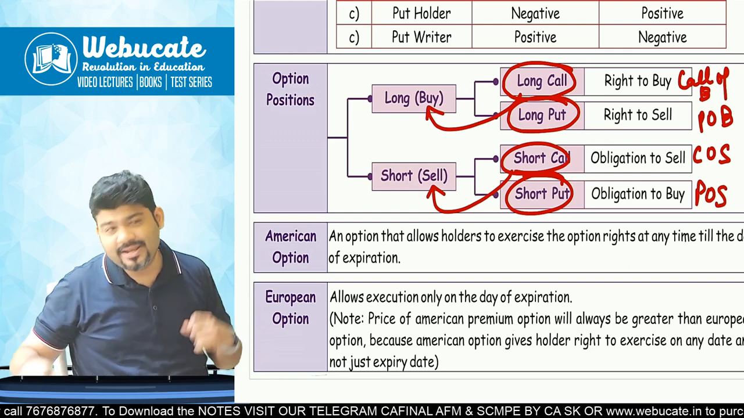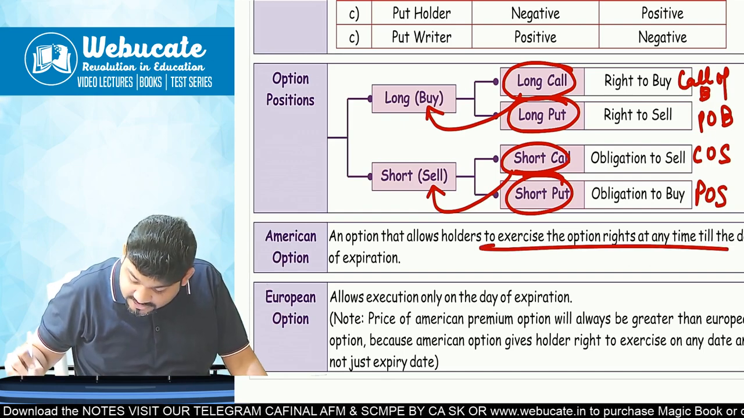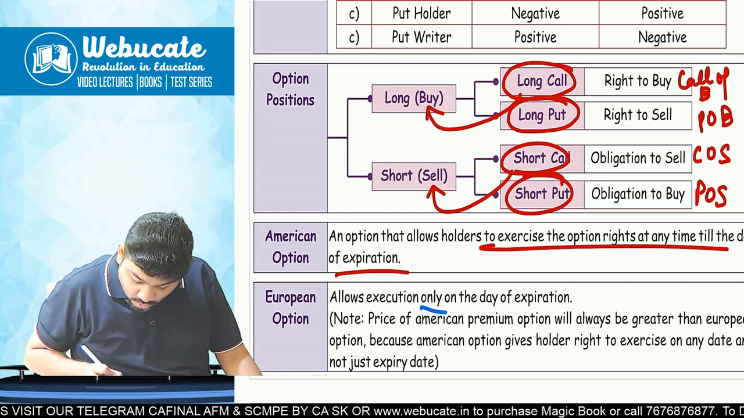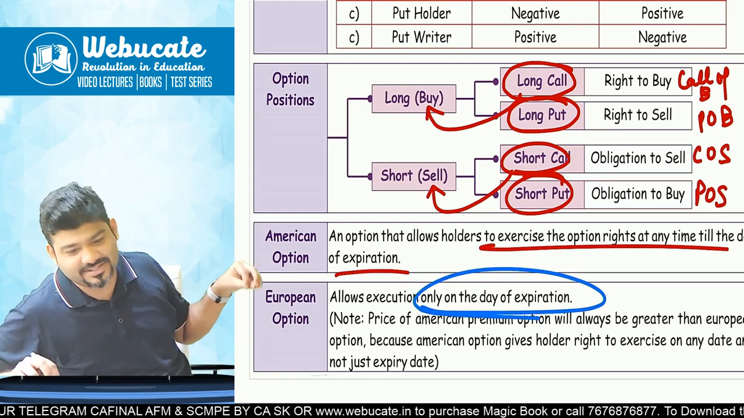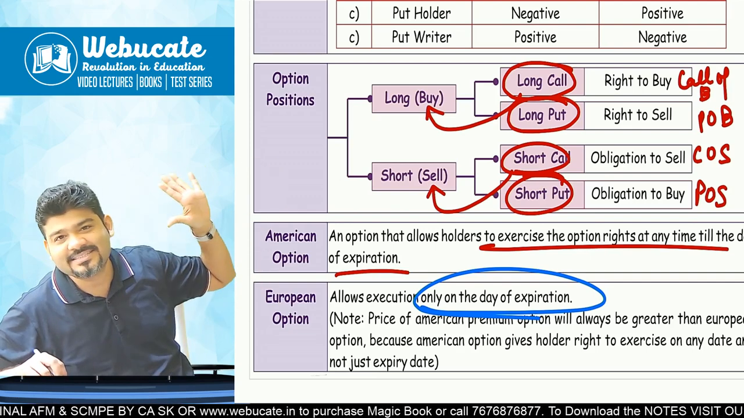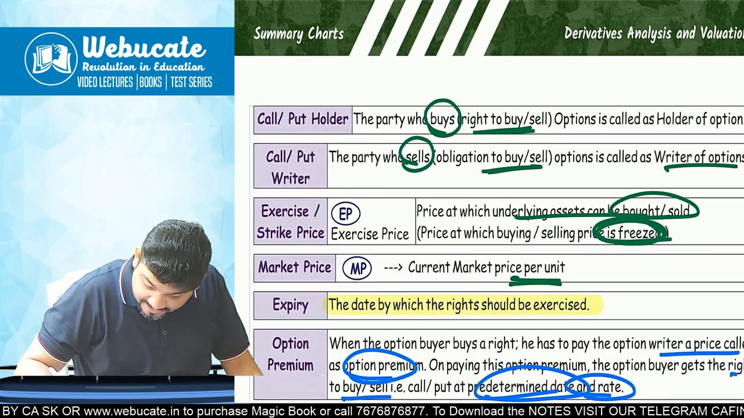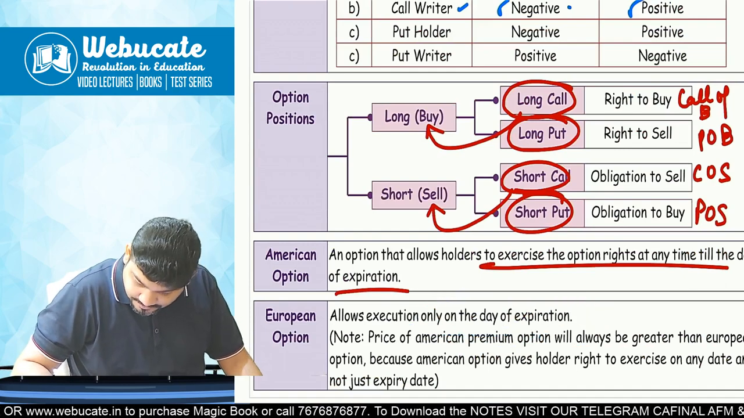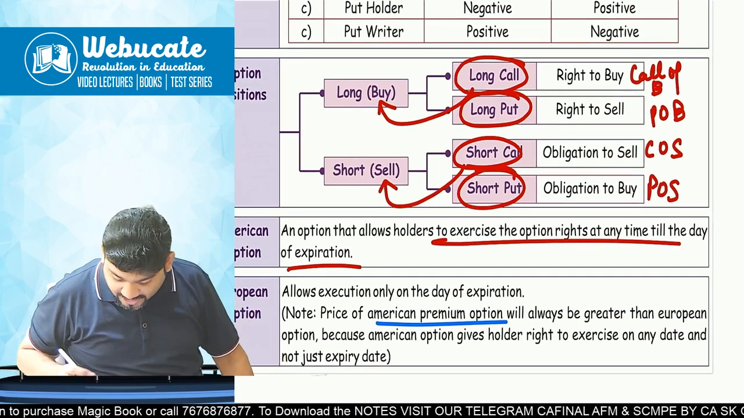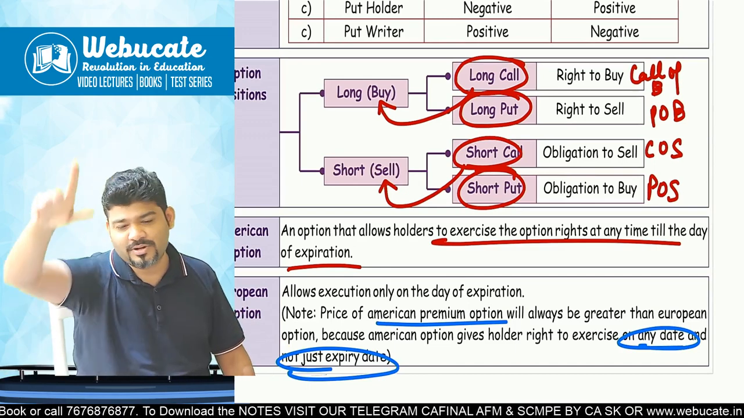So whatever is the premium becomes my loss. Got it? So American option, till the expiry, anytime you can exercise. It allows the holders to exercise the option right at any time till the date of expiration. But what is the European option? Only on the day of expiration. So the American premium will always be higher than the European because the American option gives the holder the right to exercise on any date and not just the expiry date.